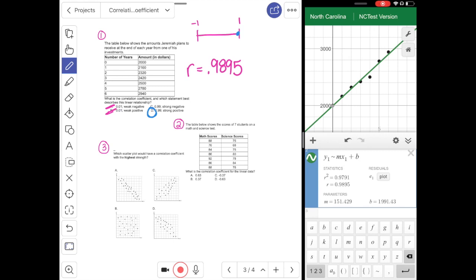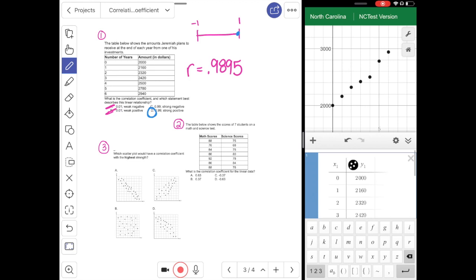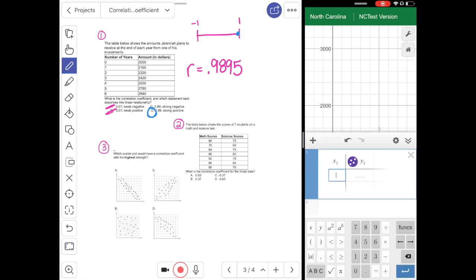Alright, so for number 2, it says the table below shows the scores of 7 students on a math and science test. What is the correlation coefficient for the linear data? So I'm going to erase that table and type in my values. I'm going to make sure that I'm careful and don't make any mistakes, because one small mistake can completely change my line of best fit, my scatter plot, and my correlation coefficient.